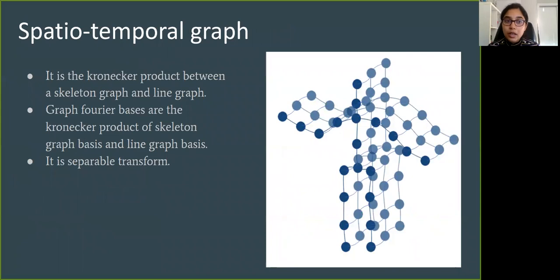Now, how do we design the spatiotemporal graph? So the spatiotemporal graph is nothing but the canonical product between the spatial skeleton graph and a line graph. The graph Fourier basis in this case also is a canonical product between the skeleton graph and the line graph basis, and it is a separable transform. So that means if we want to apply this spatiotemporal graph Fourier transform, we can first apply the spatial graph Fourier transform on the graph signal and then the temporal.